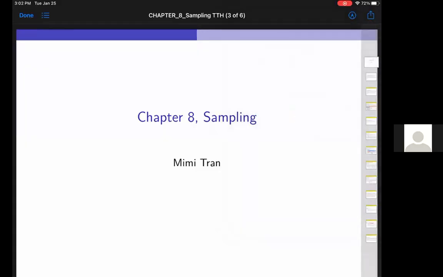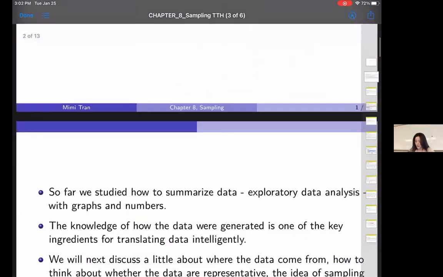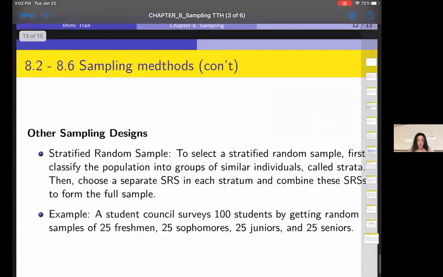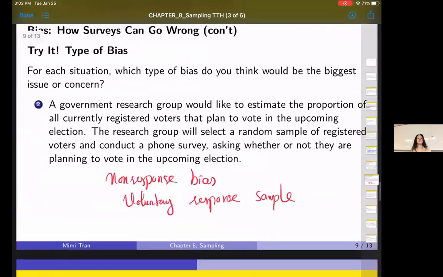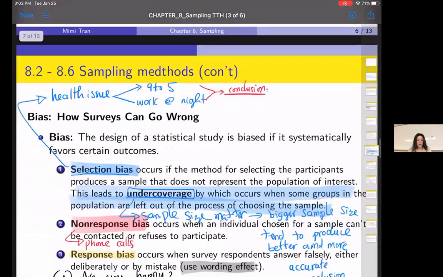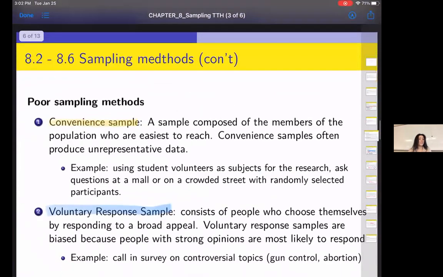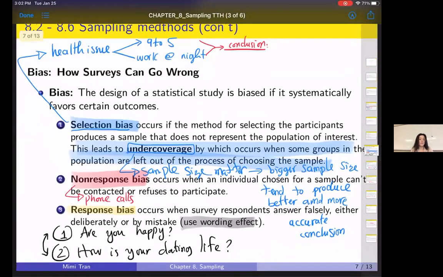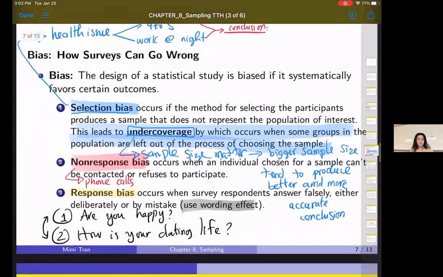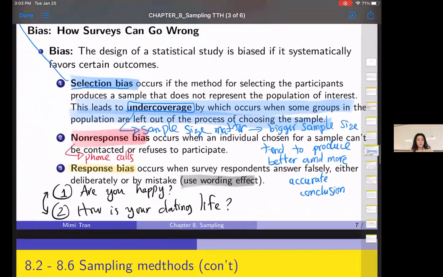All right. Okay. So let's finish the last slide of chapter 8. The last time we talked about bad sampling and good sampling, right? So bad one is what? How many types we have here? We have the two bad sampling, which is convenient sample or voluntary response sample, and three types of bias, how surveys can go wrong, right? So you could have selection bias, non-response bias, or response bias.